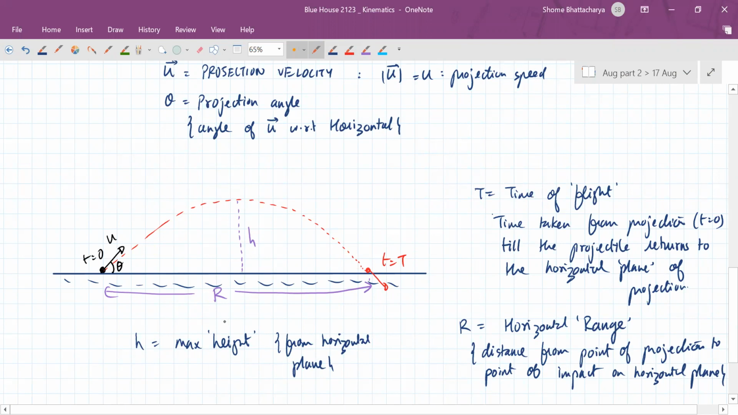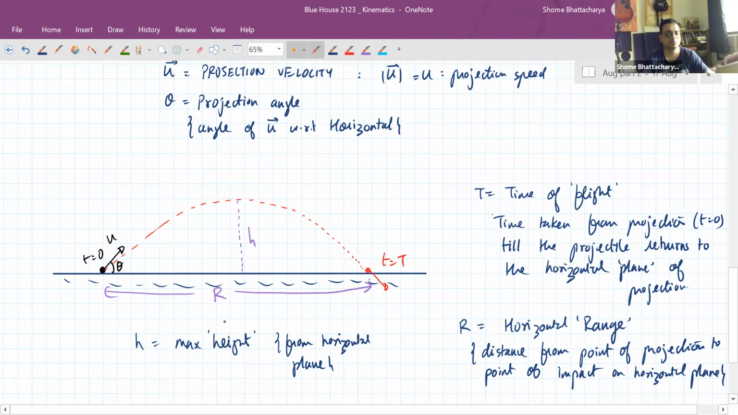Sir, can we say that the range R is similar to the distance? The range is actually the distance between the point at which you've thrown the object till the point at which it comes back to the horizontal plane from which you've thrown. Distance, if you talk about distance traveled, is going to be more than the range. Range is more like the displacement. You're getting it, no?